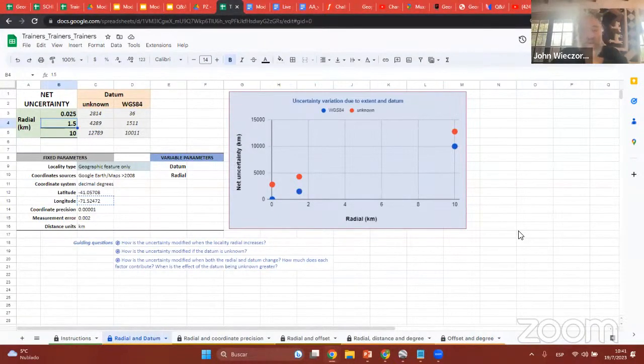It actually varies by position on the Earth. And so you can't assume a number. You could know what the maximum possible value in the worst case scenario is, but to actually minimize and optimize the uncertainty due to an unknown datum, you need to use the calculator. There's no other way, really.